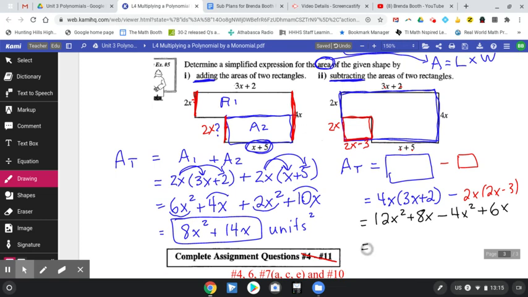And when we get this in simplest form, putting the x squareds together, I get 8x squared. Putting the x's together, I get positive 14x. Exactly what we got using the first method.